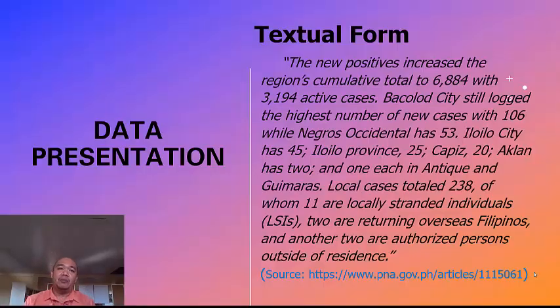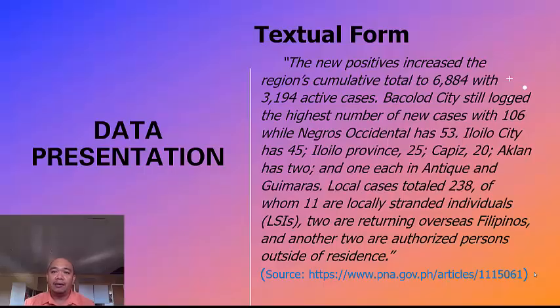Okay, next, we will be discussing data presentation. In data presentation, there are several ways to present data. First, we have the textual form, or the textual presentation of data. In textual presentation, we are presenting the data in paragraph form. So this is an example of paragraph presentation of data.